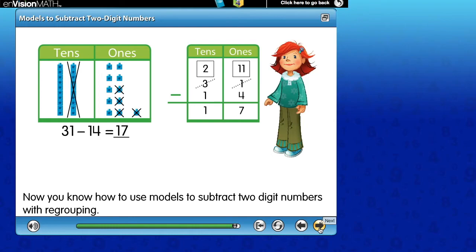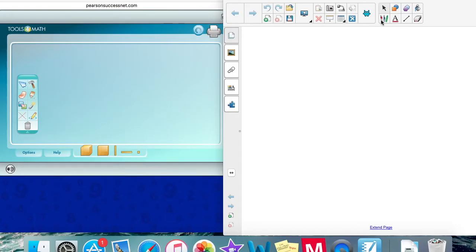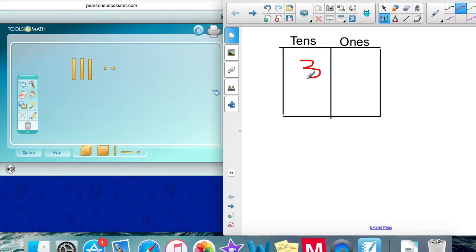Great, now that we've done our interactive video, we're going to go ahead and do some practice problems. So we're going to do a couple more subtraction problems practicing with regrouping. 32, excuse my handwriting, minus 17.